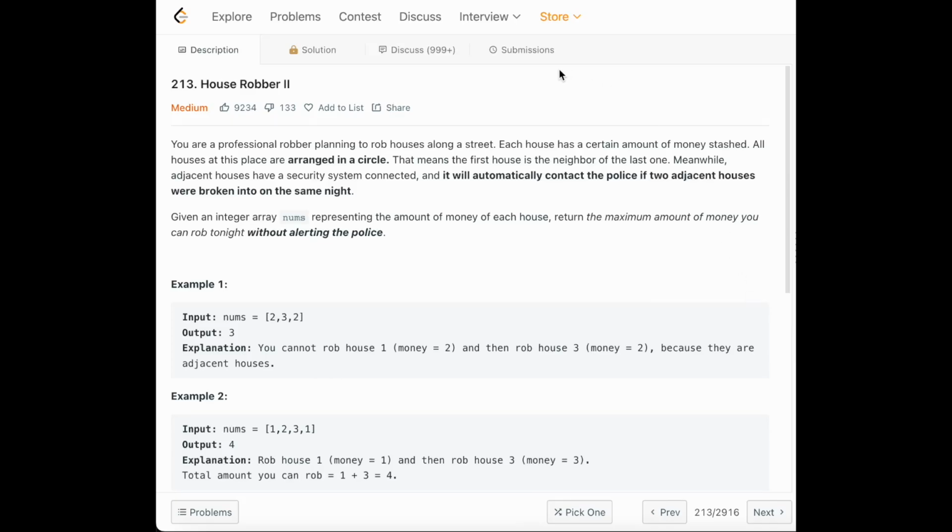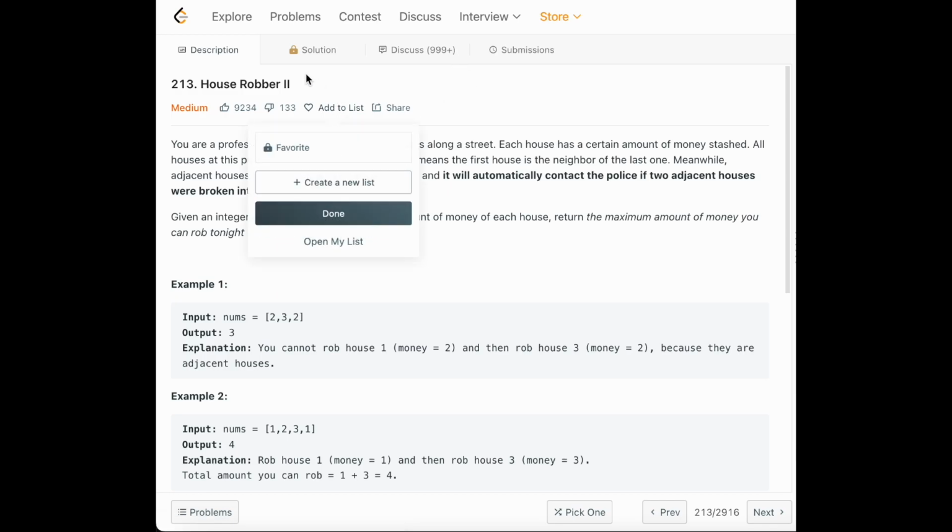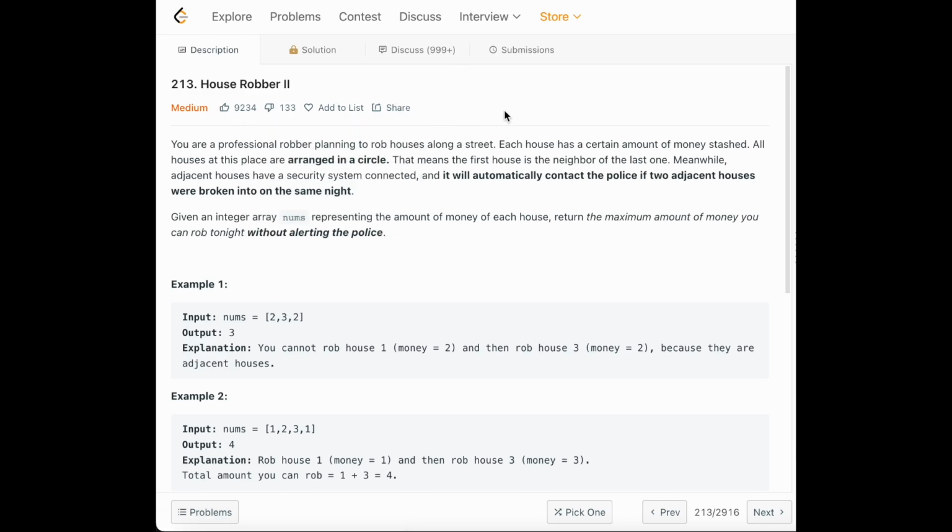Hi guys, today let's discuss the House Robber 2 question. This is also going to be a dynamic programming question. If you are coming to this question, House Robber 2, then most likely you must have solved House Robber 1. The only variation from House Robber 1 is that the houses in this question are arranged in a circle.